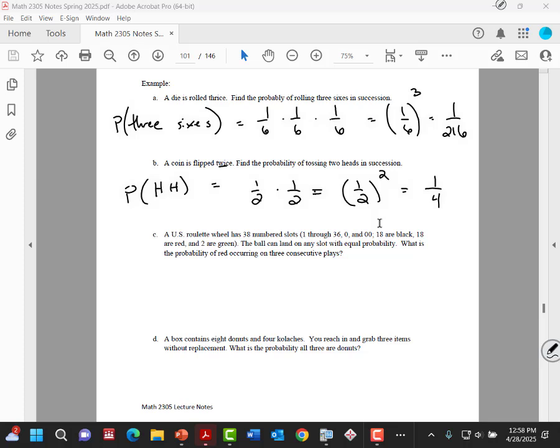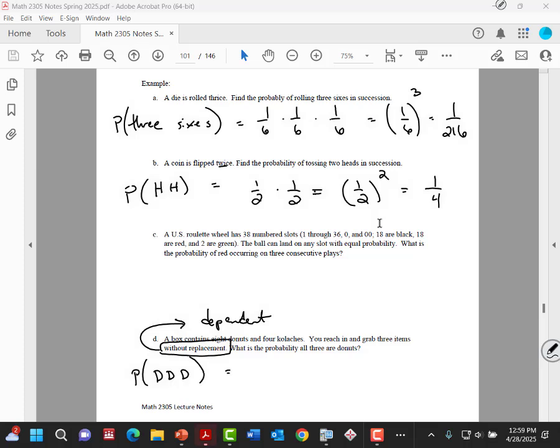A box contains 8 donuts and 4 kolaches. You reach in and grab 3 items without replacement. Now this is important right here. Anytime I sample without replacement, the events become dependent. So I want to ask, what's the probability that all 3 are donuts? So the probability of donut, donut, donut. Okay, make what you want to happen.